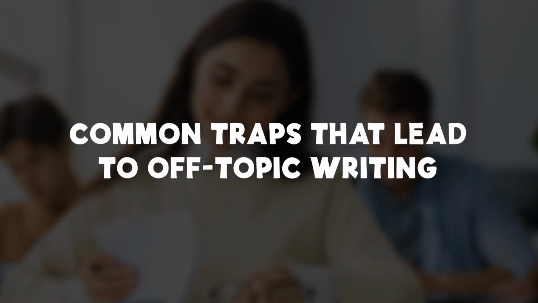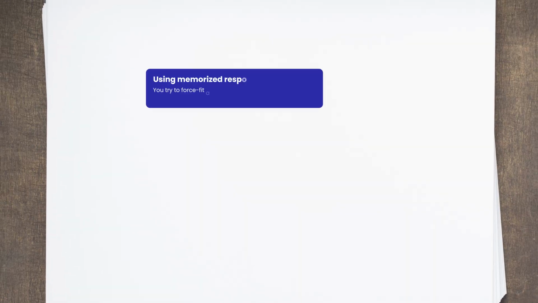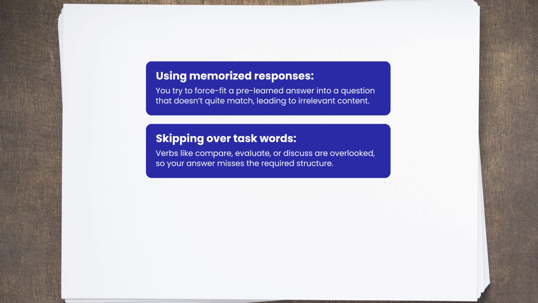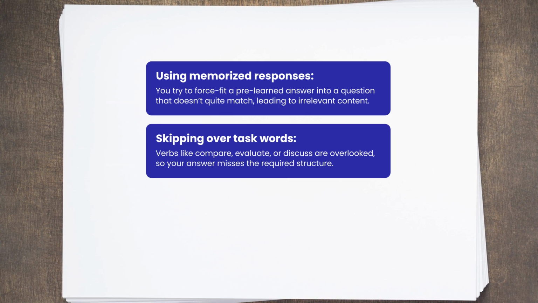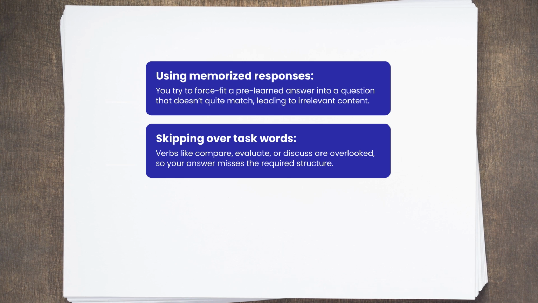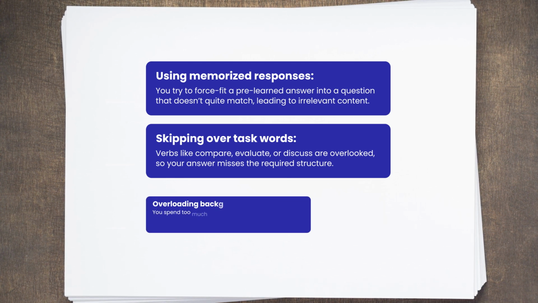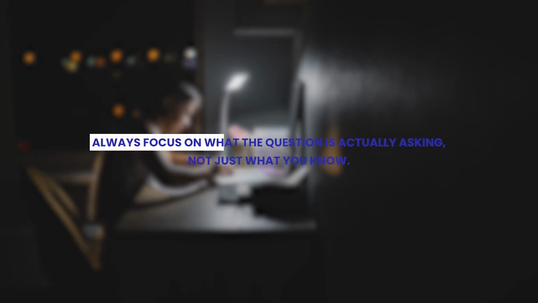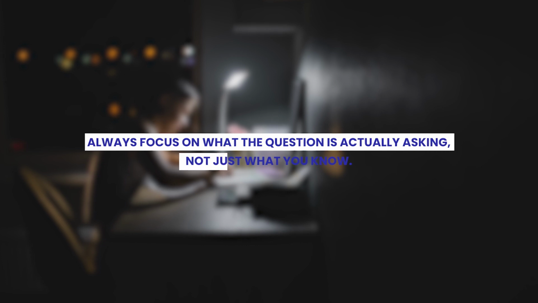Common traps that lead to off-topic writing. Using memorized responses. You try to force-fit a pre-learned answer into a question that doesn't quite match, leading to irrelevant content. Skipping over task words. Verbs like compare, evaluate, or discuss are overlooked, so your answer misses the required structure. Overloading background. You spend too much time explaining context or definitions, delaying the actual answer and sometimes never getting to it. Always focus on what the question is actually asking, not just what you know.